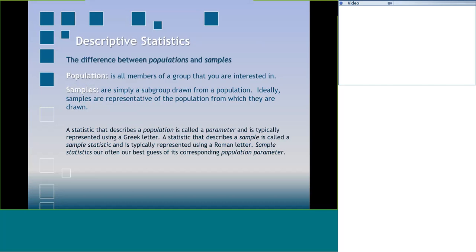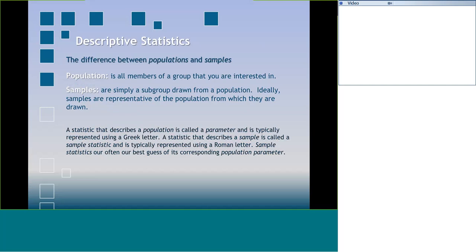Now we can move into descriptive statistics. Recall, descriptive statistics is the process of describing a population or a sample distribution. A descriptive statistic that describes a population parameter is typically represented using a Greek letter. A descriptive statistic that describes a sample statistic is typically represented using a Roman letter. Remember that samples are drawn from a larger population. This does not mean that a sample statistic and a population parameter will take on the same value. In fact, there will often be differences between a sample statistic and its corresponding population parameter.